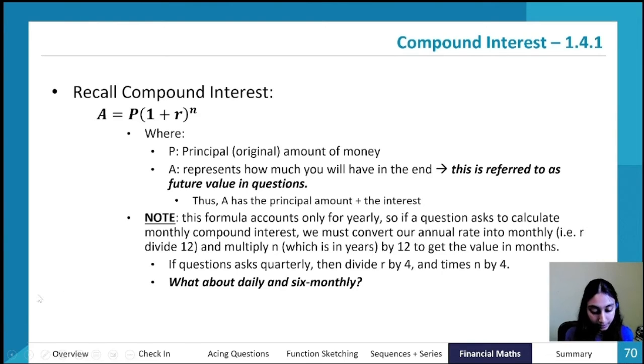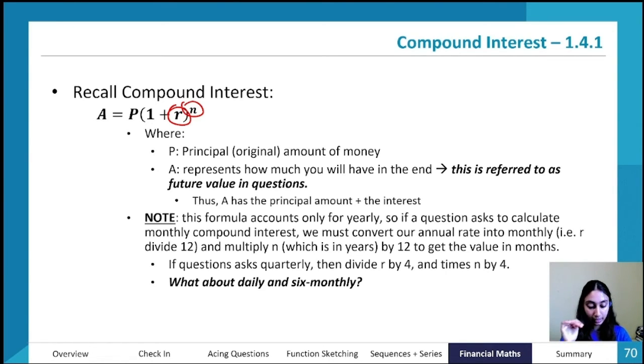Going back to year 8 or year 9, where you learned about compound interest, A is equal to P(1 plus R) to the power of N, where P is the principal, the original amount of money that you borrowed. A is the future value. And also just noting for N, they'll give you N and R actually even. So they'll say that something's being compounded weekly or monthly or annually or quarterly or biannually or whatever.